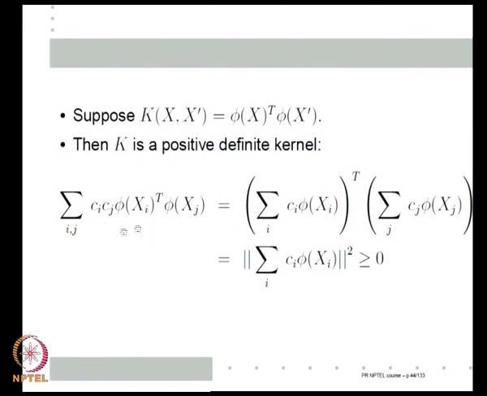Now, this can always be written as the summation over i of ci phi(xi) transpose, times the summation over j of cj phi(xj). These two are the same element. So, this is nothing but the norm squared of the summation over i of ci phi(xi). So, this is always positive. Okay. So, if in fact k happens to be an inner product, then k will always be positive definite, right. But we only ask this for positive definiteness, and this is of course much easier to verify than your Mercer's theorem.